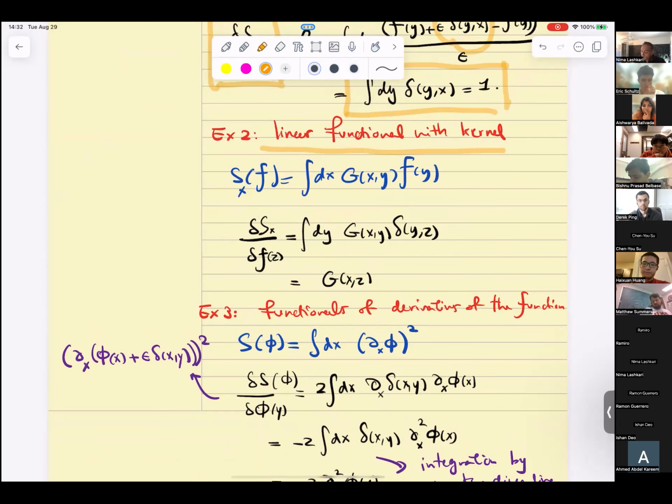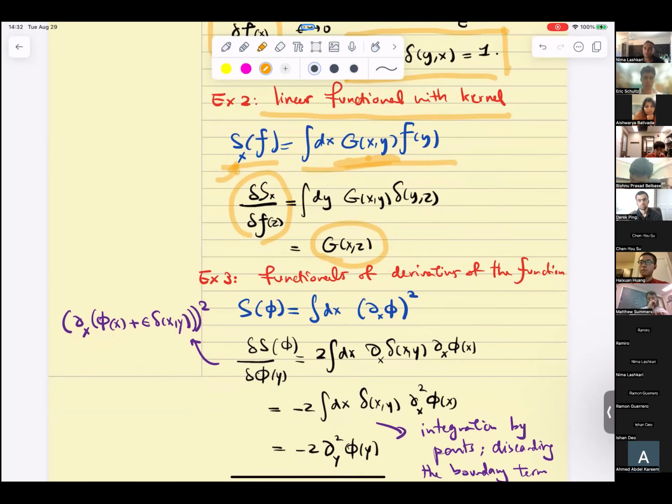So another type of linear functionals that appear a lot in field theory are linear functionals with a kernel, where your S of f has this extra variable, say x, and it's defined in this particular way. And this is a kernel. This is what it means to have a kernel. When you do the derivative, the functional derivative basically spits out the kernel. Both of the examples were straightforward.